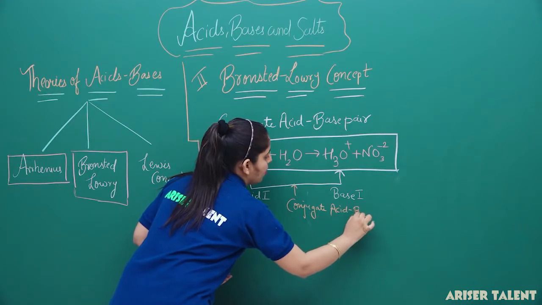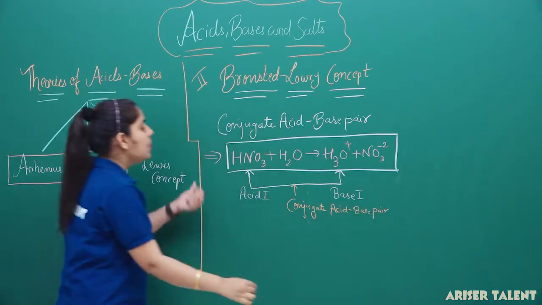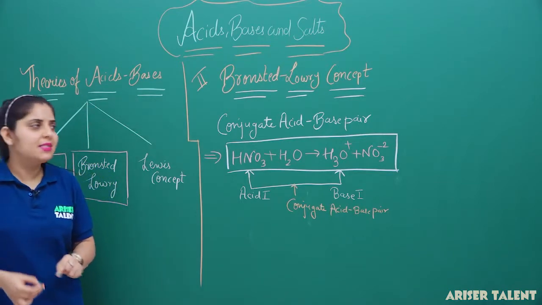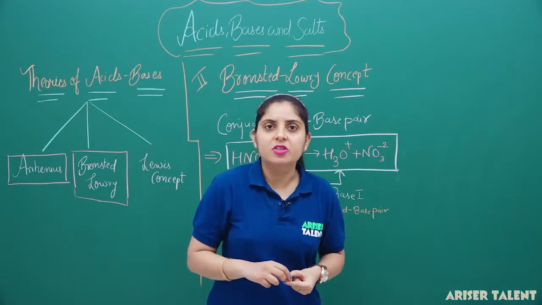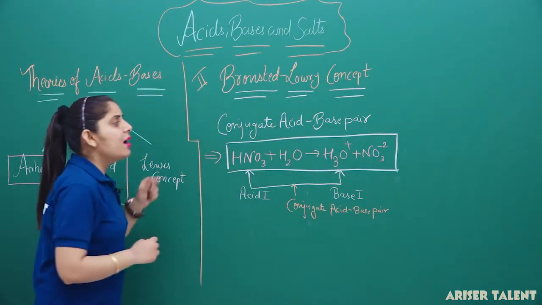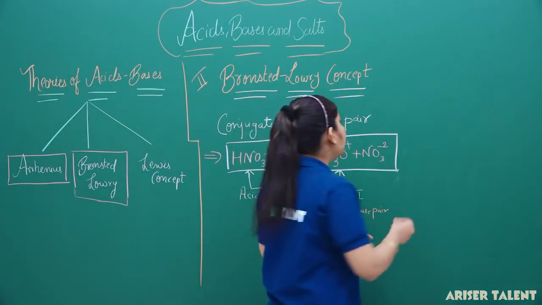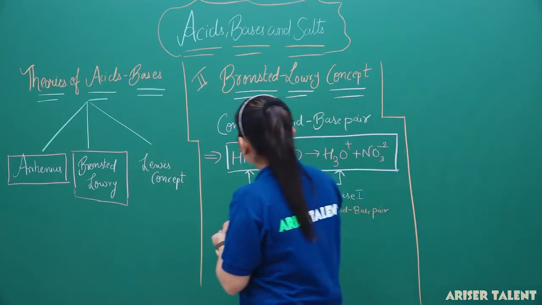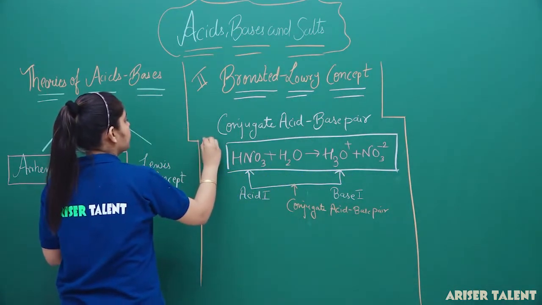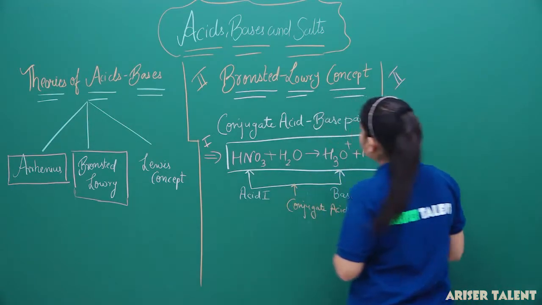Here nitric acid will act as an acid, and on the other hand water is going to act as a base in this equation. Now we are taking another example to clear our concept regarding the conjugate acid base pair. This is our first example. Now we are taking another example for conjugate acid base pair.